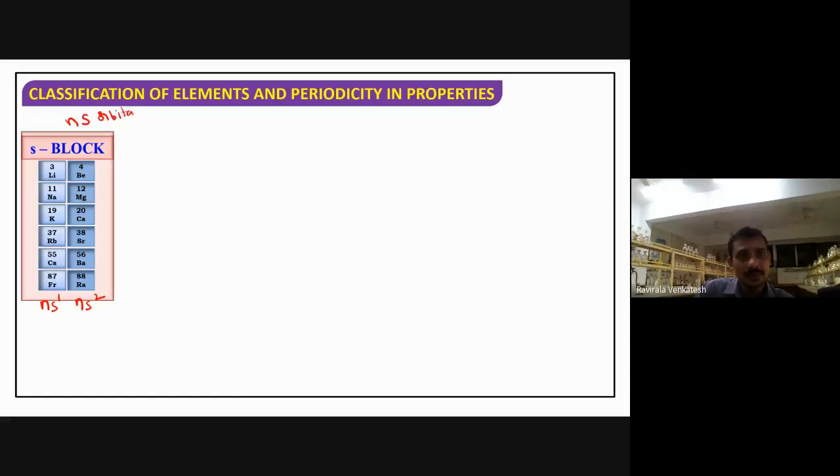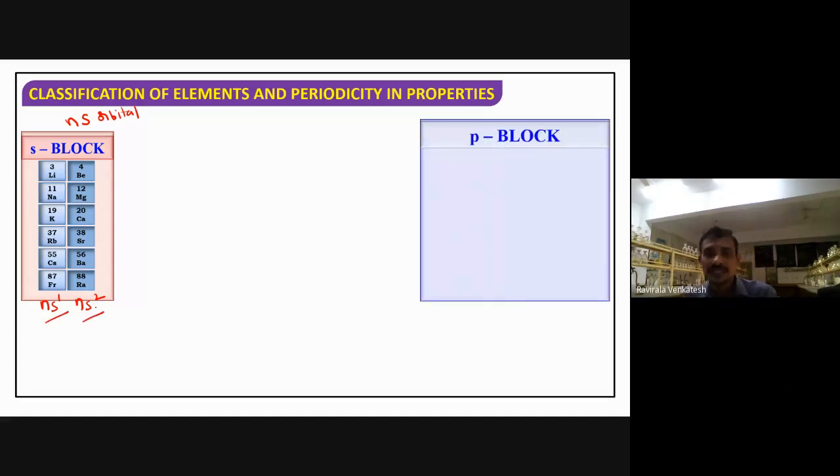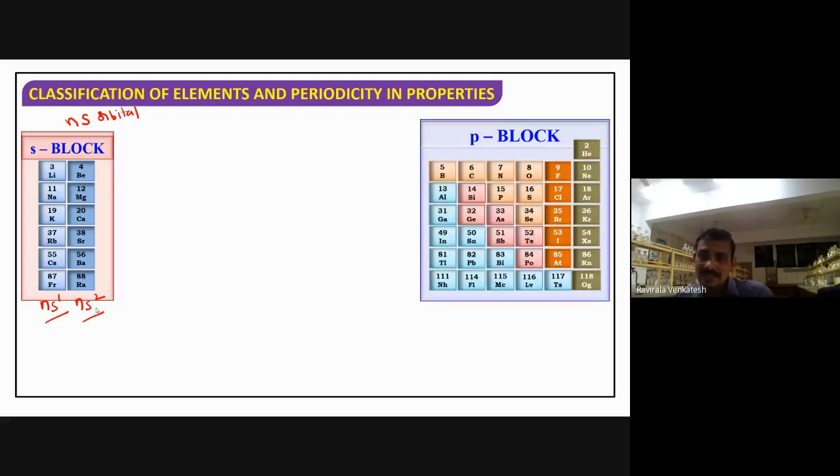If anybody asks you what is S block element, what is the answer you should give? The elements in which the differentiating electron, the last electron, is entering in ns orbital, they are called S block elements. ns means it may be ns1 or ns2 configuration. Now, what is the meaning of P block here? The elements in which the differentiating electron is entering in the np orbital, they are called P block elements.